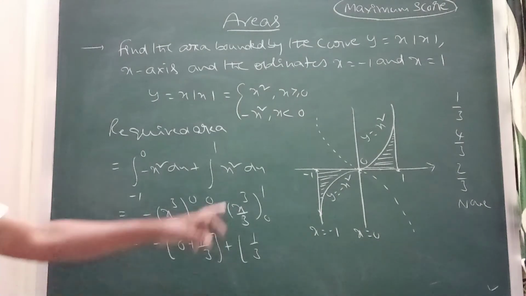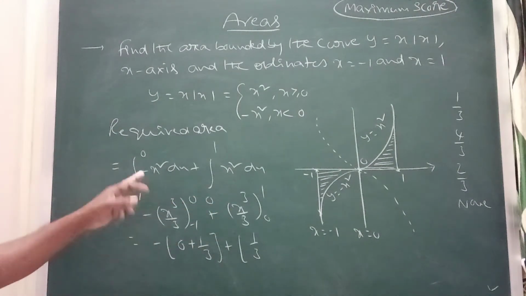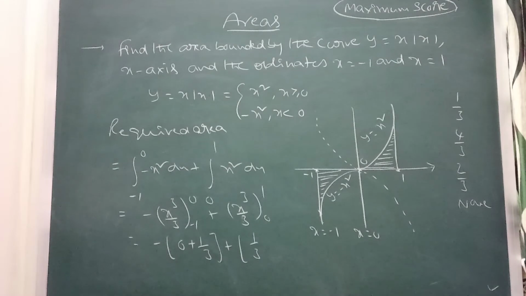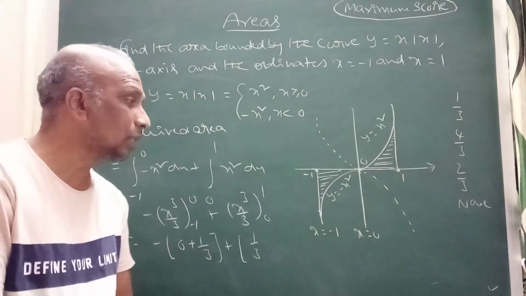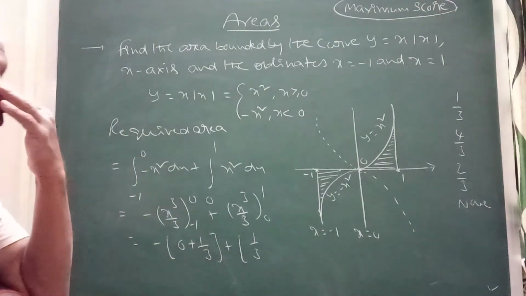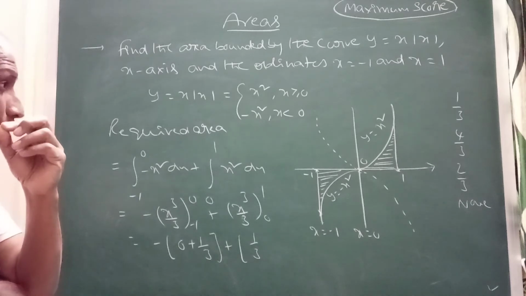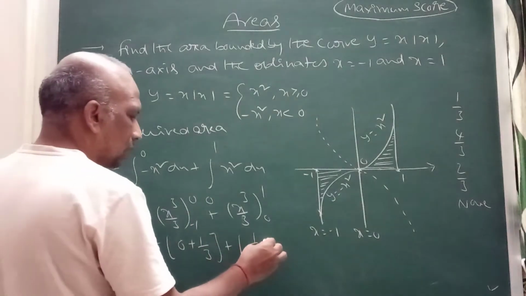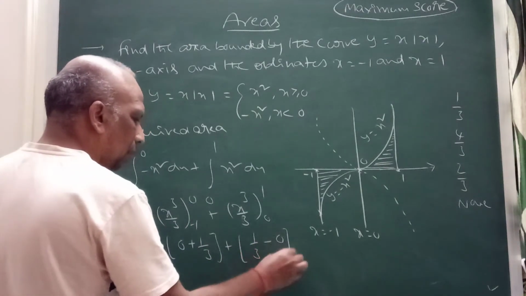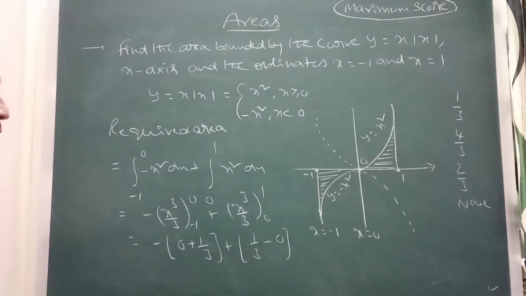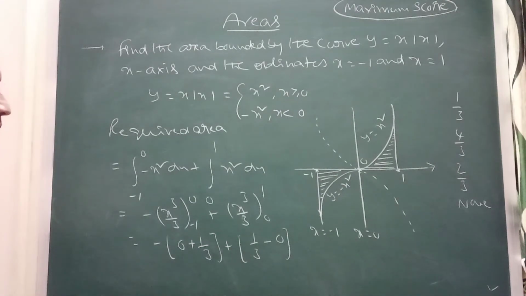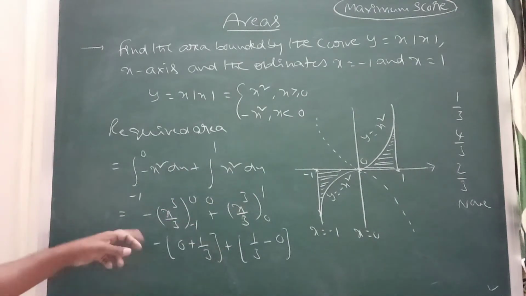Understood this? Applying the limits, you will get 0 minus of minus 1 cube, which is 0 plus 1 by 3. The total area they are asking here, right? Minus 1 to 0 and 0 to 1, for y equal to x square, x cube by 3. Upper limit minus lower limit. You should be careful here. The upper limit gives 1 by 3 minus 0.